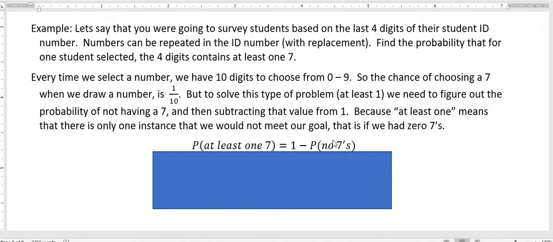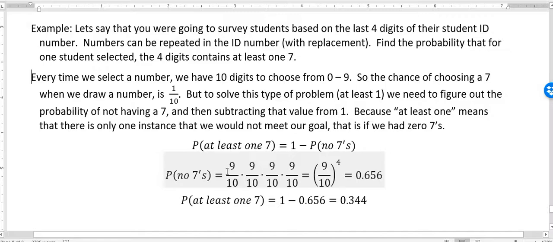And how do we figure out the probability of getting no 7s? Well, we're looking at 4 events strung together in a row. So it's multiplication, and we're going to multiply the probability of the first one not being a 7 times the probability of the next one not being a 7, and so forth. If there's 10 digits to choose from and we say we don't want a 7 to come up, then we have 9 choices. And so that leads to this.